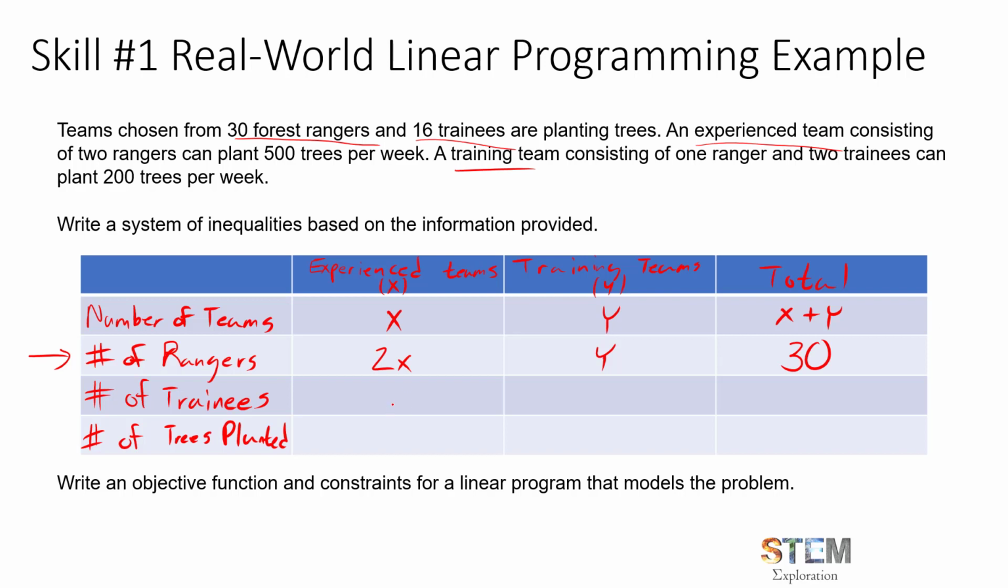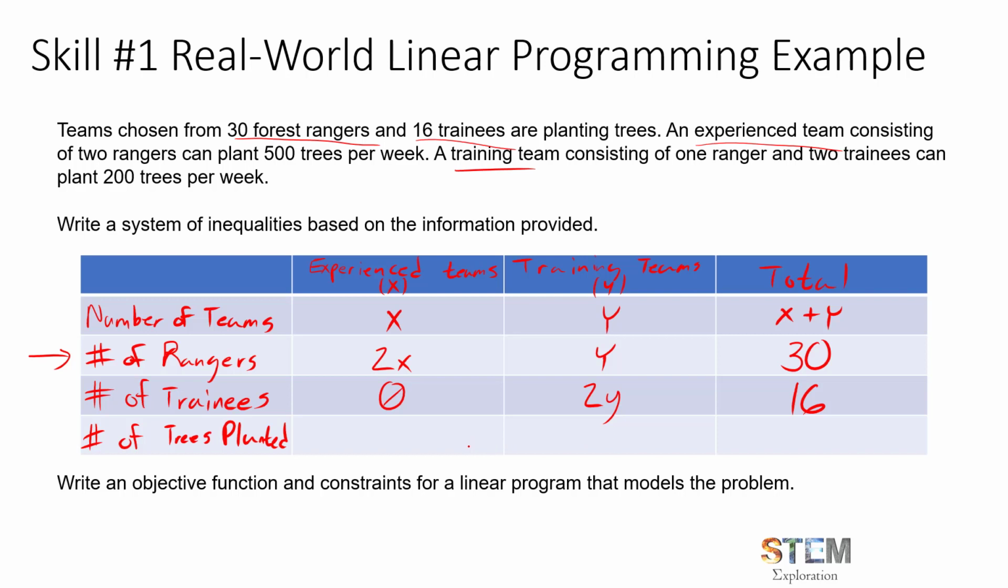Now, if we look at the training teams, what I'm going to notice here is that no experienced teams can be made with trainees. If you put a trainee on a team, it has to be a training team. You can't have an experienced team with trainees. And if you want to make a training team, you would need 2 trainees. The total number of trainees that you have at your disposal is 16.